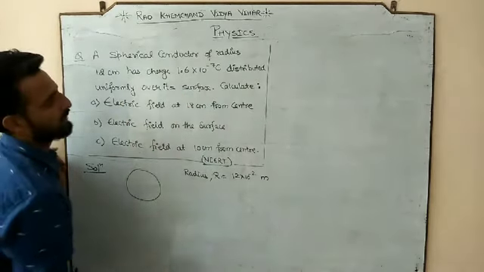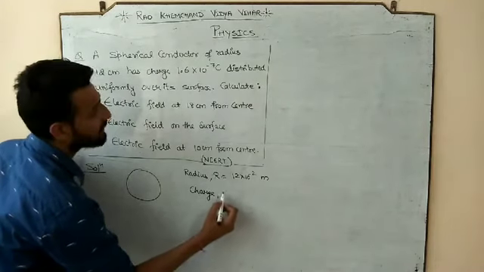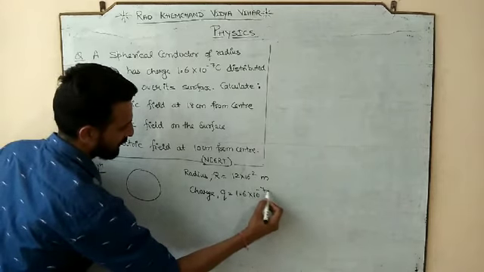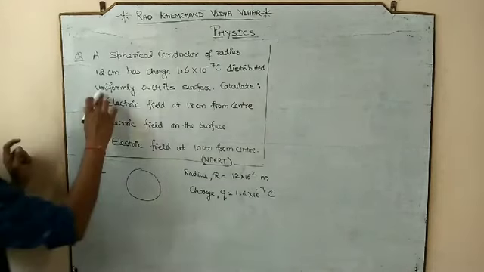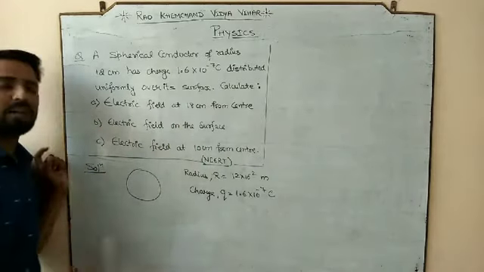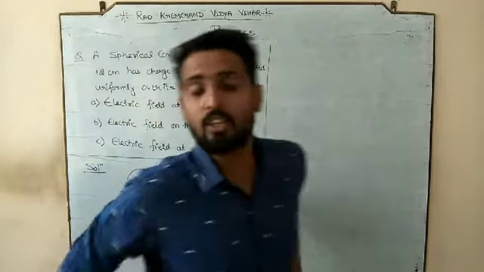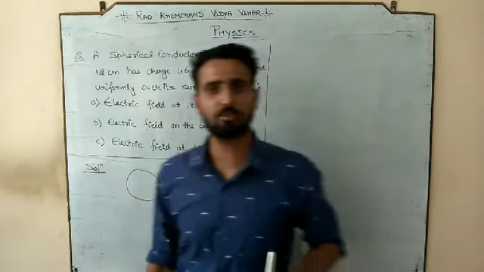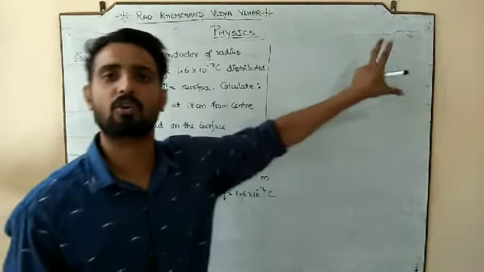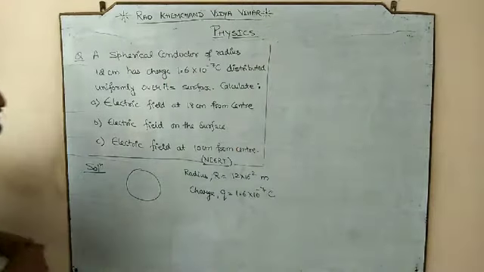Has charge 1.6 into 10 power minus 7 coulomb. So what is the charge that has been given to it? Q is equal to 1.6 into 10 power minus 7 coulomb, distributed uniformly over its surface. It has been clearly mentioned in the numerical. And if it is not mentioned that the charge is uniformly distributed, by default we assume that the charge is uniformly distributed over the surface.